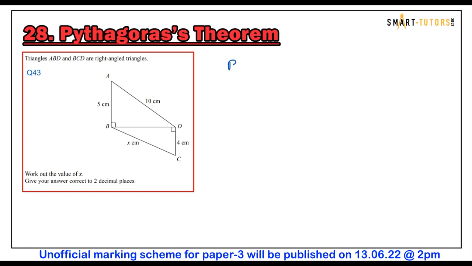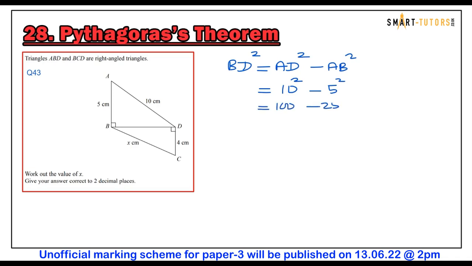First of all, we can find the BD, which is BD squared equal, the hypotenuse side is AD squared minus AB squared. So AD squared is 10 squared minus AB squared is 5 squared. 10 squared is 100 minus 25. So this is going to be 75. That is the BD squared. Right? Now I'm going to leave that one. Instead of finding the BD square root, keep it as BD squared, because I'm going to reuse that BD squared again. BD squared plus CD squared equal to x squared.